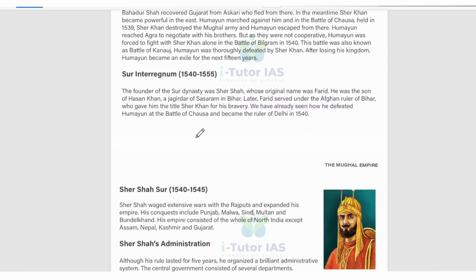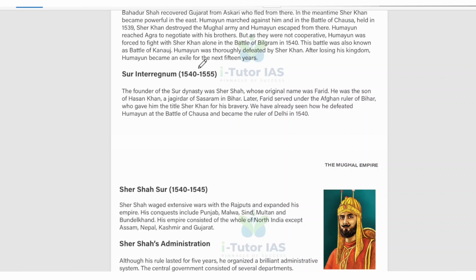Next is the Sur dynasty. The founder of the Sur dynasty was Sher Shah, whose original name was Farid. He was the son of Hasan Khan, a jagirdar of Sasaram in Bihar. Later Farid served under the Afghan ruler of Bihar, who gave him the title Sher Khan. And for his bravery, we have already seen how he defeated Humayun at the Battle of Chausa and became the ruler of Delhi in 1540.